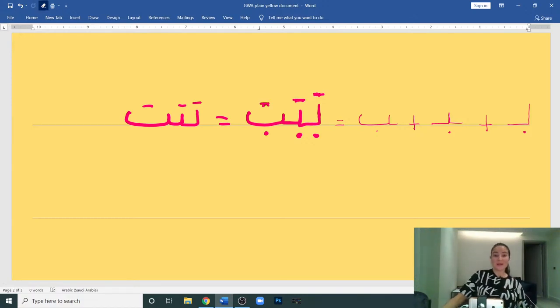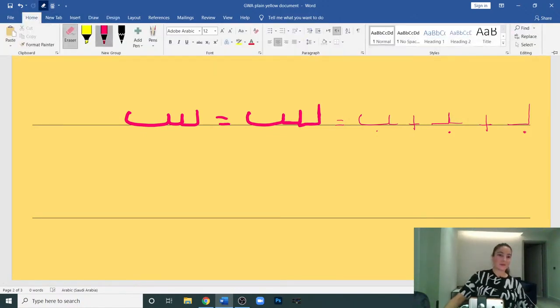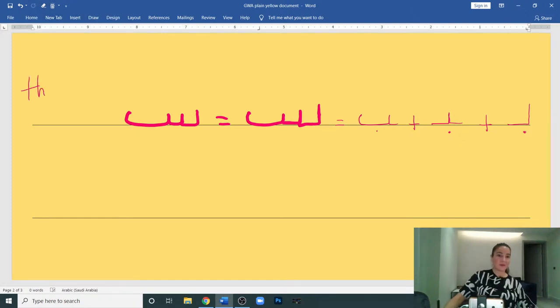And finally, we also did the letter tha. For the letter tha, I told you, you can remember the word thunder, because when there's thunder, which you write with a th sound, you will have to maybe wear a hat.